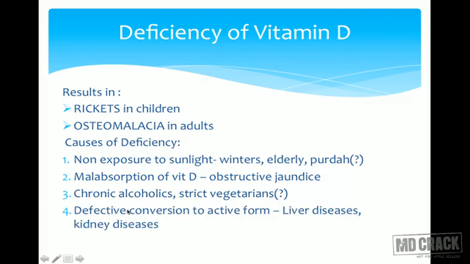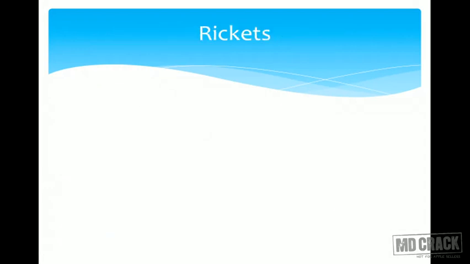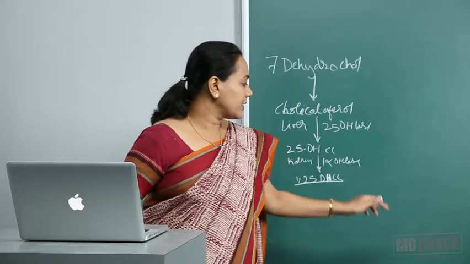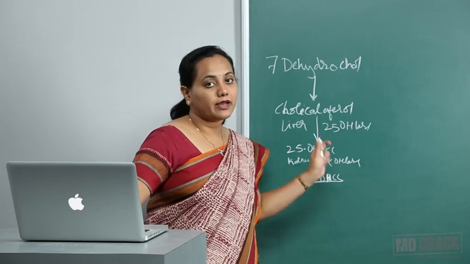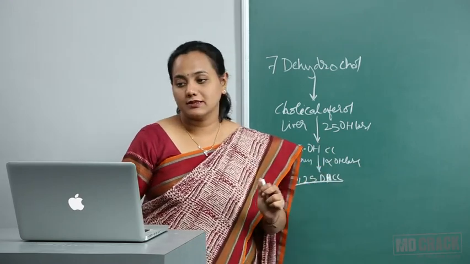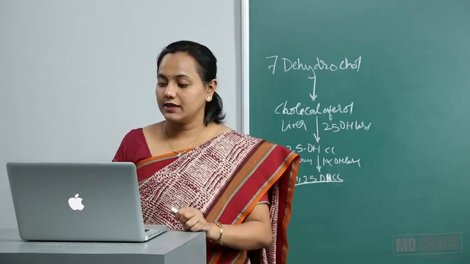And there might be one condition where defective conversion to active forms may take place. So either in the liver or in the kidney. Remember, these are also required for the conversion to active form. So liver diseases or kidney diseases may lead to vitamin D deficiency. So there is something called renal rickets also possible, but that is because 1-alpha hydroxylase is not active in the kidneys.